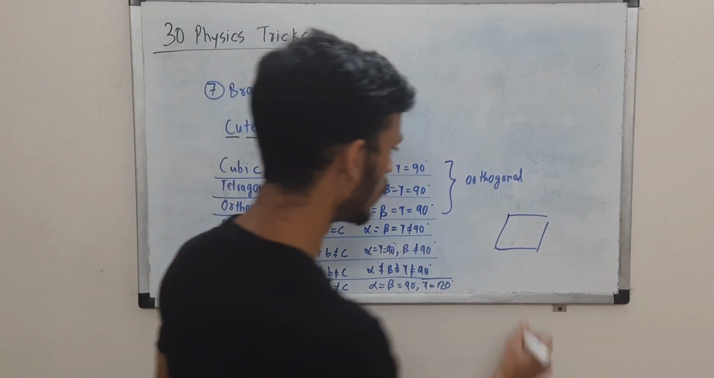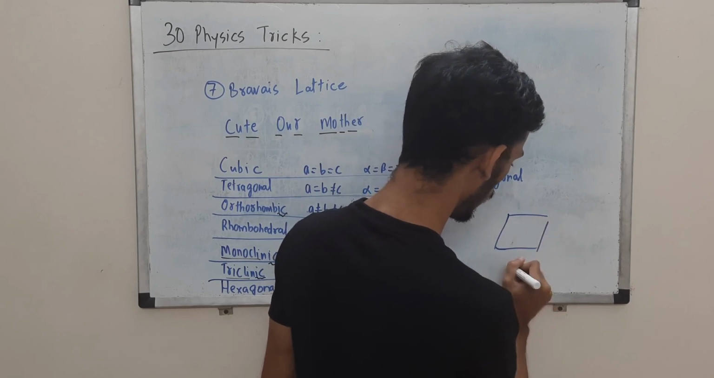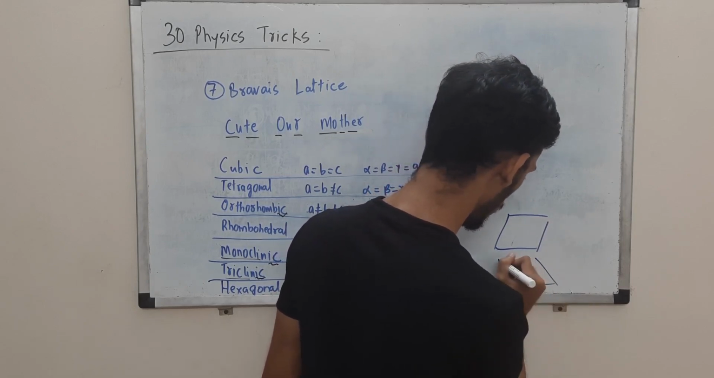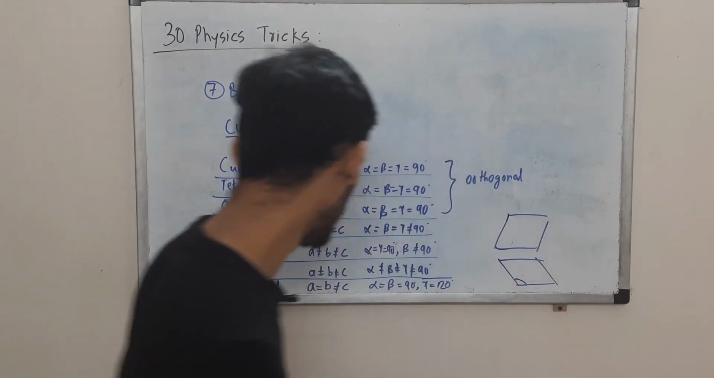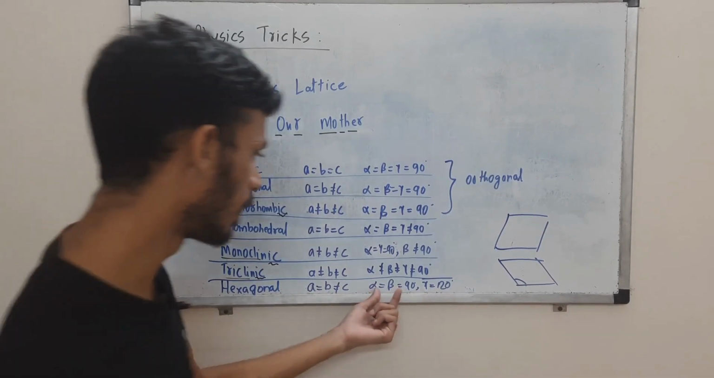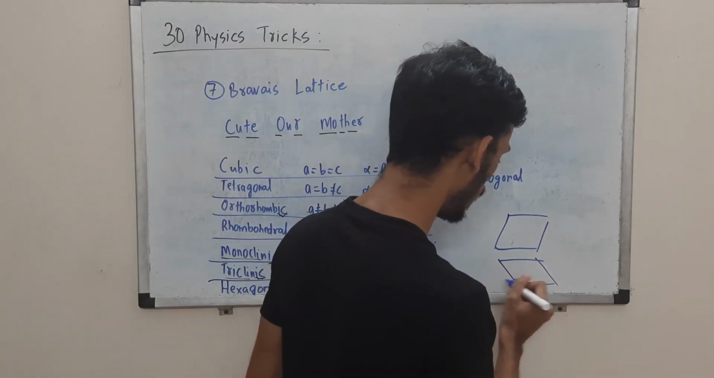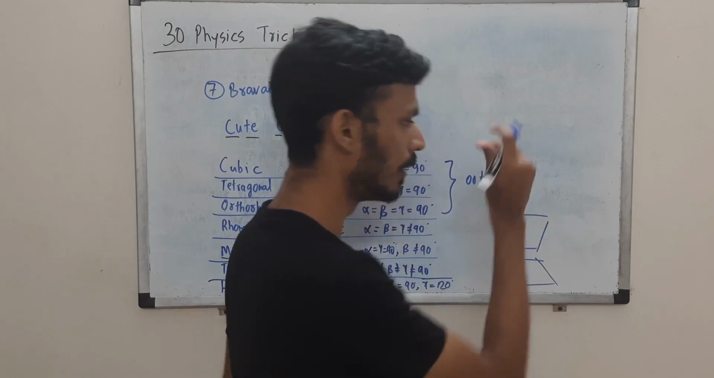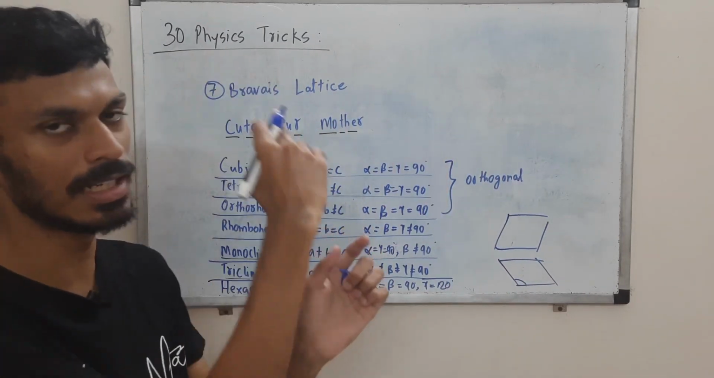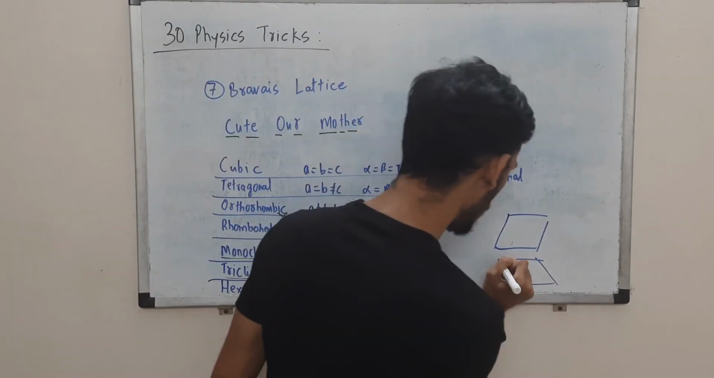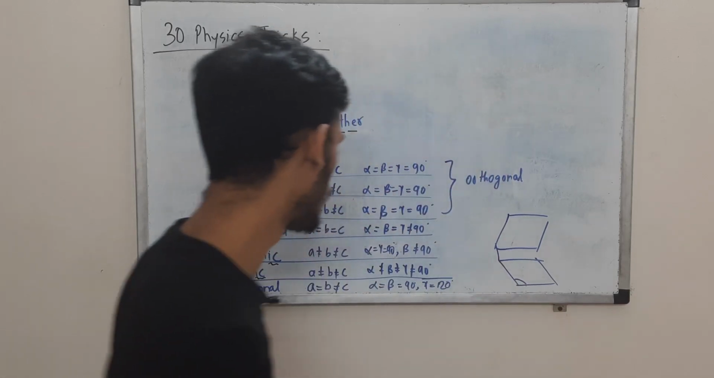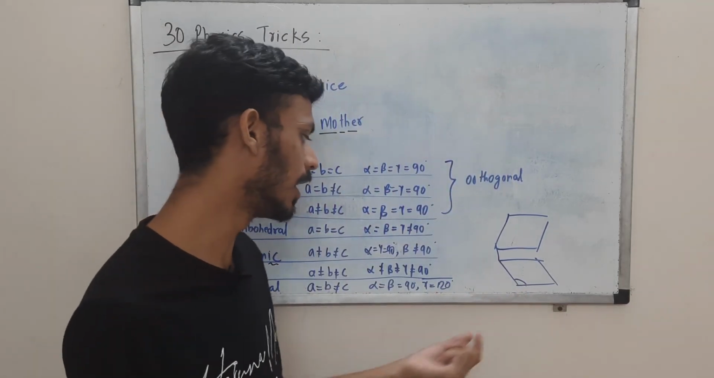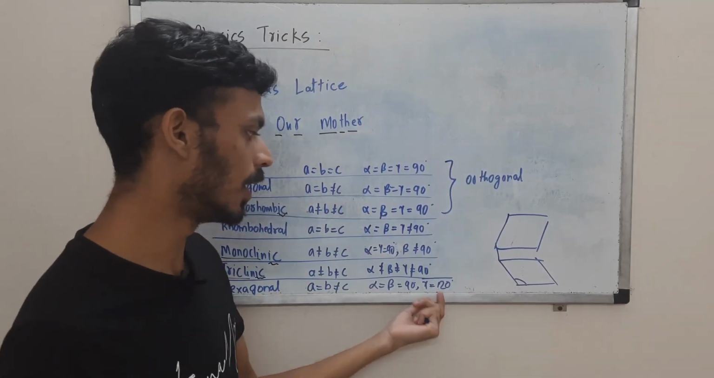So hexagonal. If you see this angle, or I should have drawn it like this, this angle is 120 degrees. So gamma is 120, right? All the other angles are 90 degrees. Of course, the angles made with C, with A and C and B and C, where C is like this, are 90. Only the angle in the plane, which is gamma, is 120 degrees.